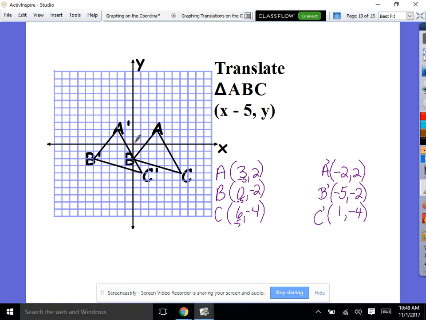A prime is negative 2, positive 2, what we got. B prime is negative 5, negative 2. That's what we calculated. And then C prime is 1, negative 4. So without even looking at a graph, we're able to determine the coordinates of the image after the translation.